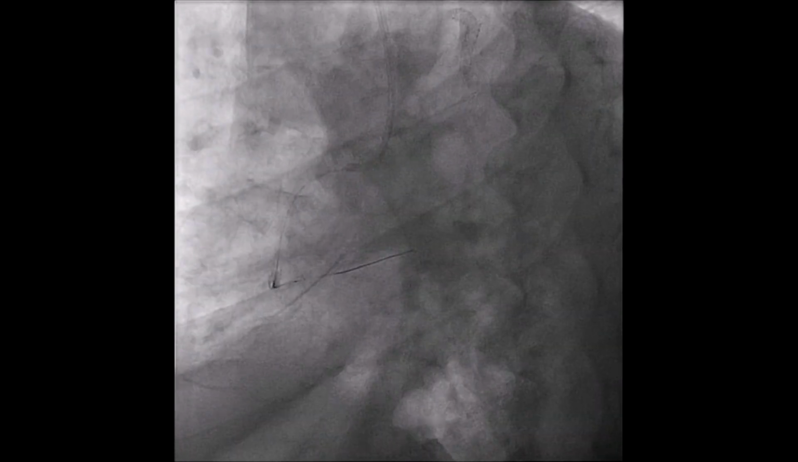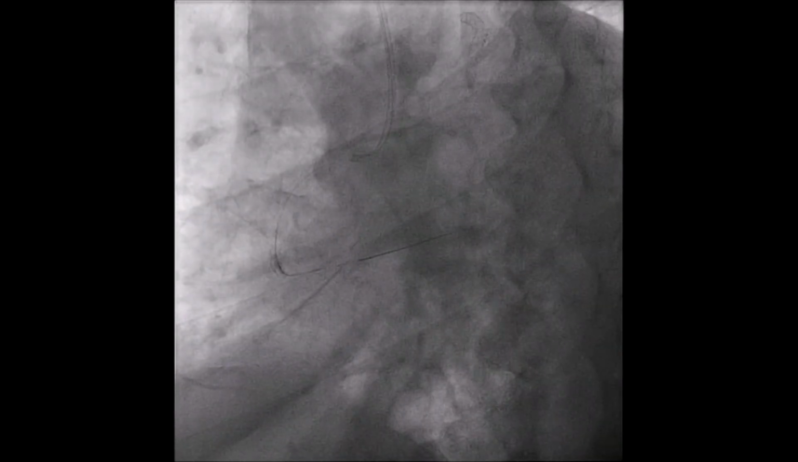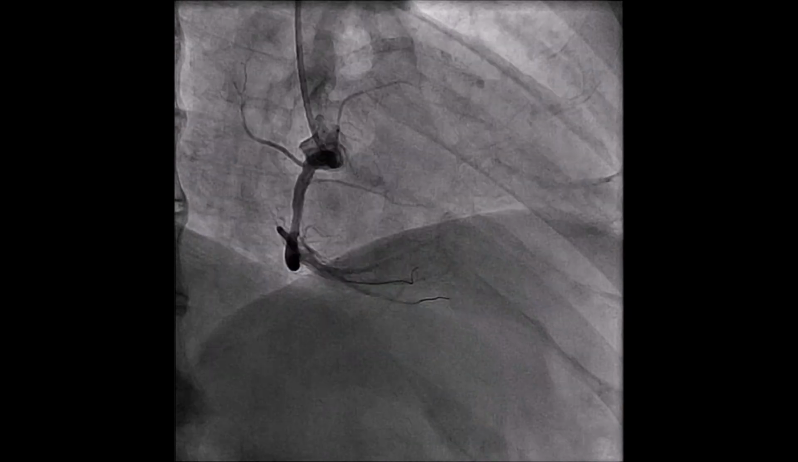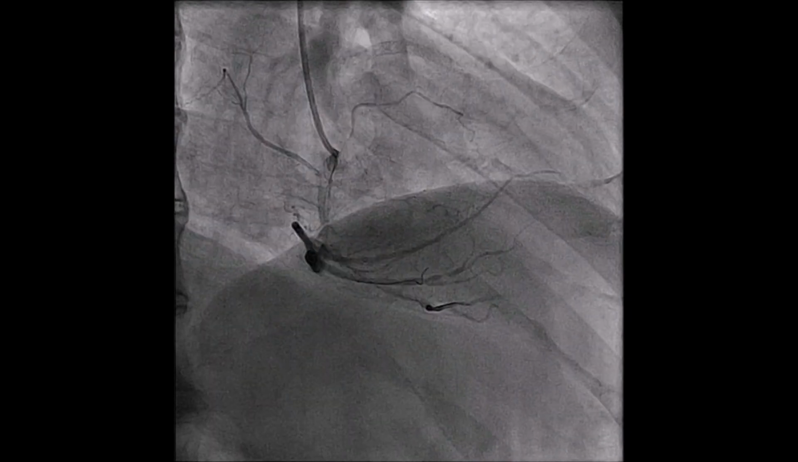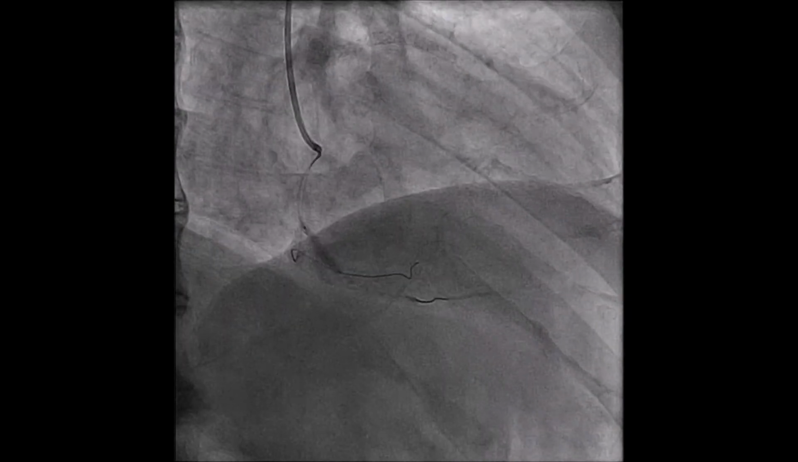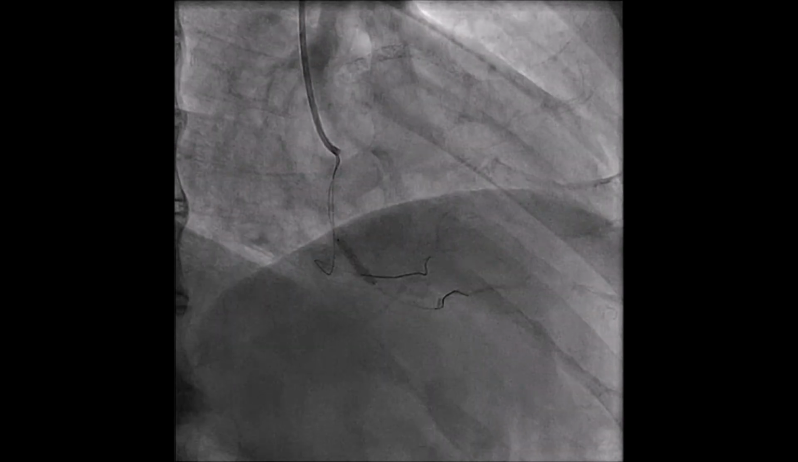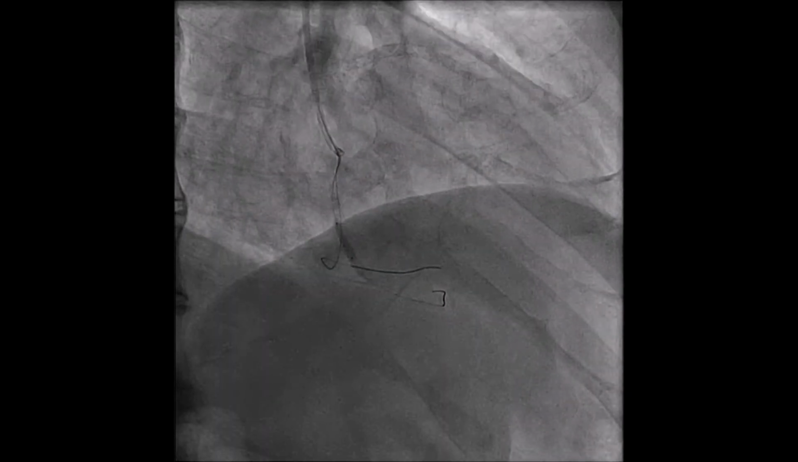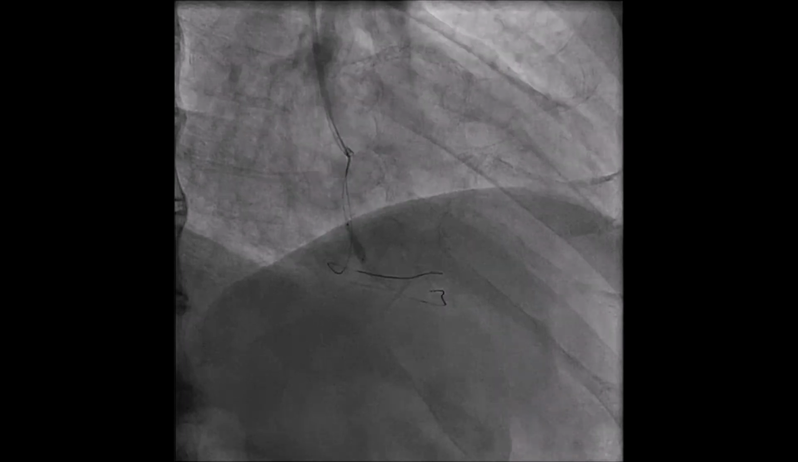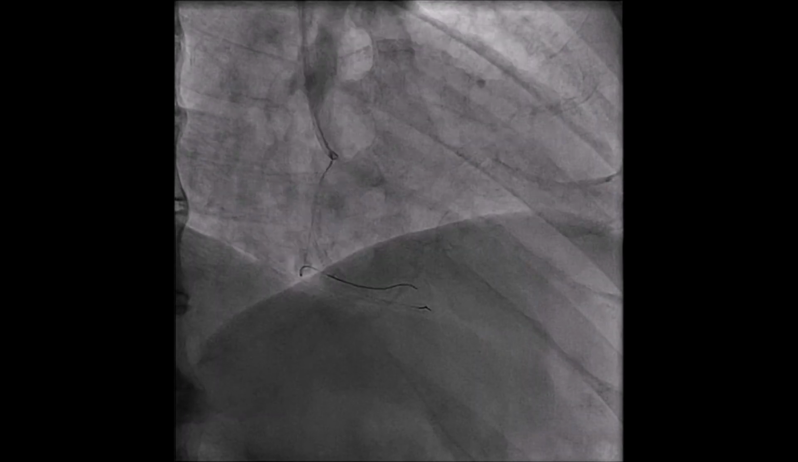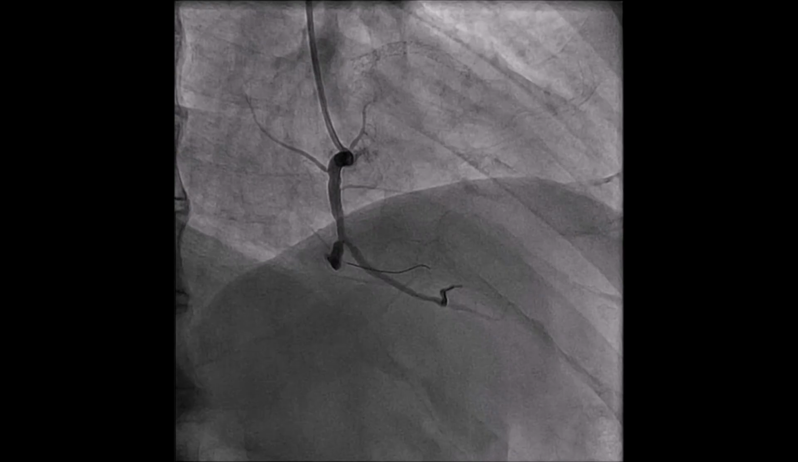In this case, next we predilated the lesion and then implanted a stent adjusted to the ostium of the previously obstructed branch. This props the artery and restores the blood flow. After post-dilating proximally the new stent, an angiographic control is performed. And this is the final result.